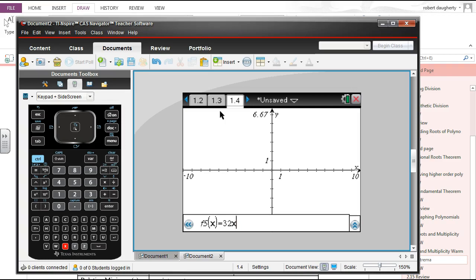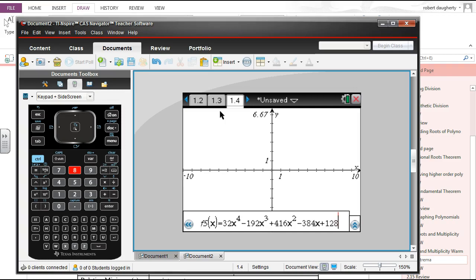So 32x to the fifth, was that it? Fourth. And then what? Minus 192x cubed. Plus what, 416x squared. Minus 384x. And then what, plus 128? So is this what you have? 32x to the fourth minus 192x cubed plus 416x squared minus 384x plus 128.